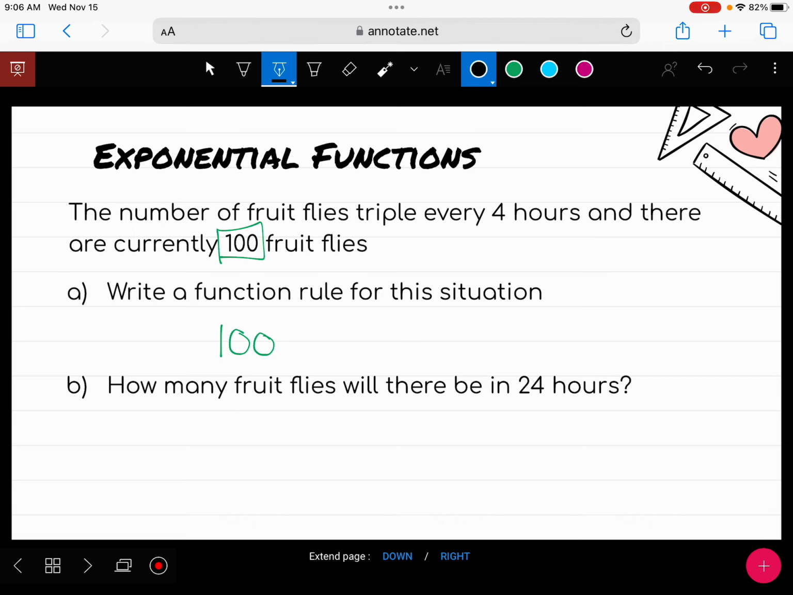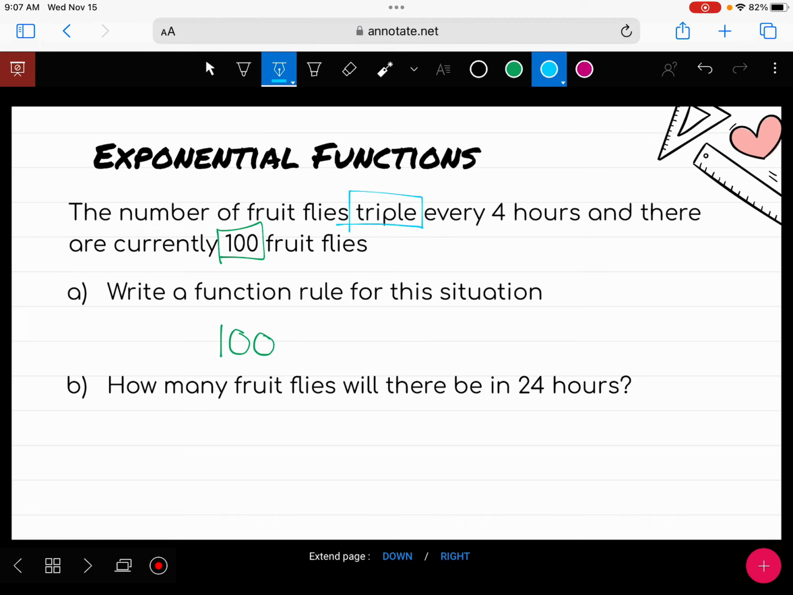So I love our instincts there. Our x is going to be in the exponent with an exponential. So if we think about it, every 4 hours, it's going to multiply by 3, right? Every time it multiplies by 3, multiplies by 3, multiplies by 3, multiplies by 3, right? That's our base.